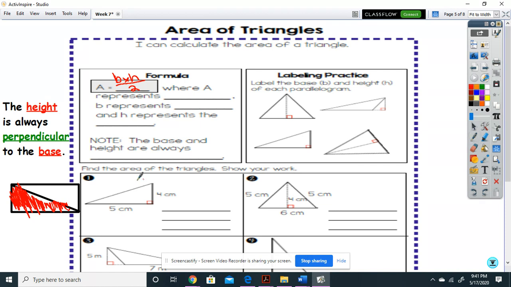So you just divide that by 2 and we get one triangle. So here we go. Where A represents the area, B represents the base, and H represents the height. Remember, the base and the height are always perpendicular. That's how you identify your base and your height, which brings me over here.